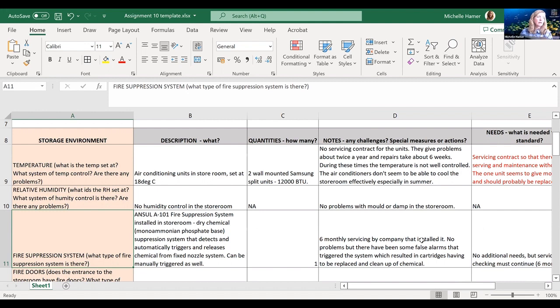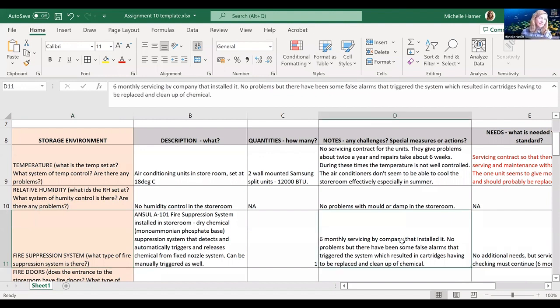And then, is it serviced regularly? Are there some other kinds of checks? Have you ever had problems with it? I know some of these systems can trigger with a false alarm and release, and then you've got to get the canisters or the cartridges refilled. So I've just said the system is good. It doesn't need anything additional, but you have to continue with that regular servicing.